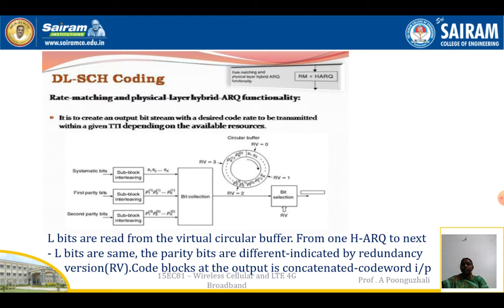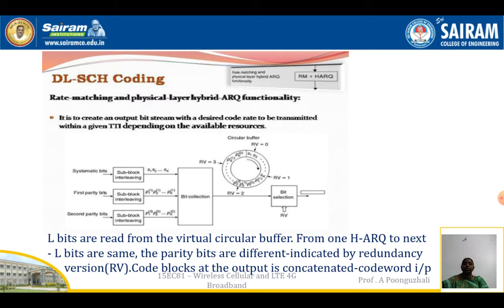The encoded signal is going to be divided into three blocks: one is the systematic bits, the second is the first parity bits, and the third is the second parity bits. These bits are going to be sent to the subblock interleaver, where the bits are going to be interleaved.